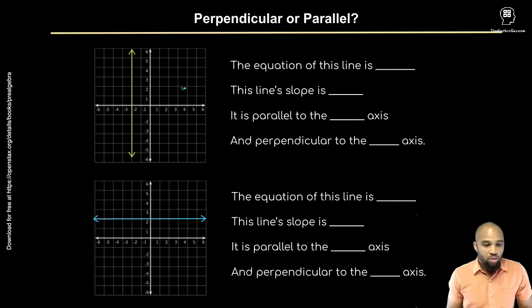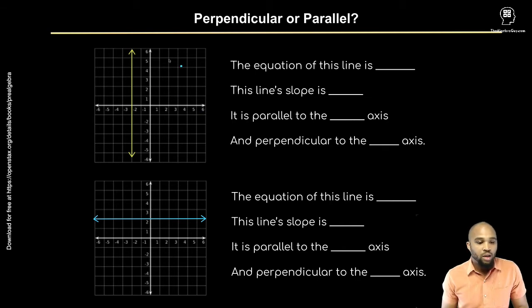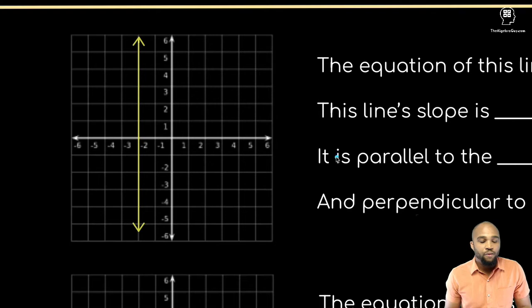Alright, so let's start with this graph here. I'm going to ask you 4 questions for each one of these graphs. First of all, what's the equation of this line? Sometimes we're better at doing y equals mx plus b, but not understanding how to do a vertical or horizontal line. So what would be the equation of this line? The best way I tell students to think about this is consider all the points on this line. What do they all have in common?